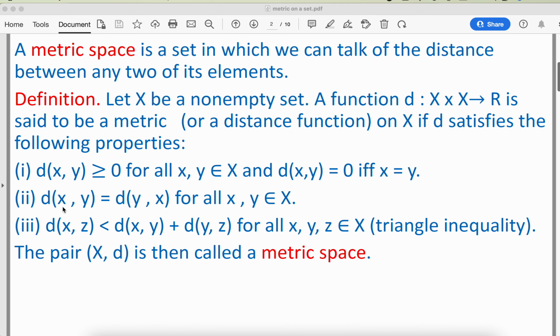Second, d(x,y) is equal to d(y,x) for all x, y belonging to X. We call this symmetry. And third, d(x,z) is less than or equal to d(x,y) plus d(y,z) for all x, y, z belonging to X. We call this property the triangle inequality. If all three conditions are satisfied, then d is a metric on X, and we call the pair (X, d) a metric space.